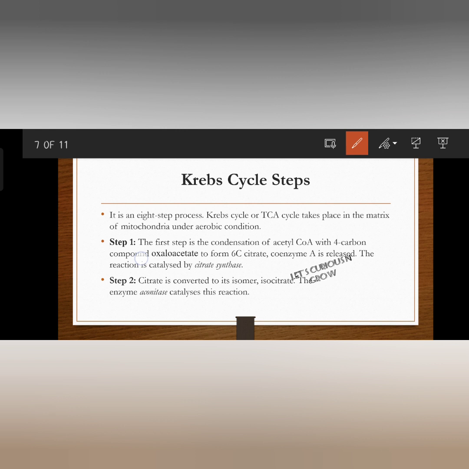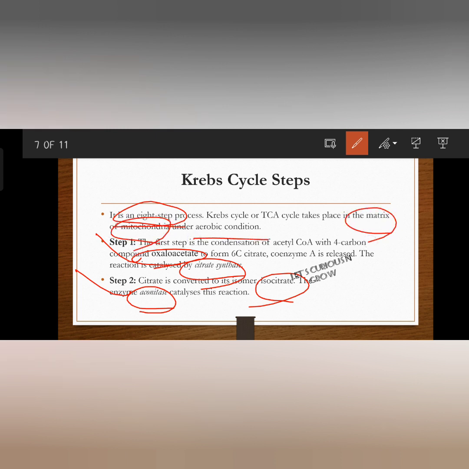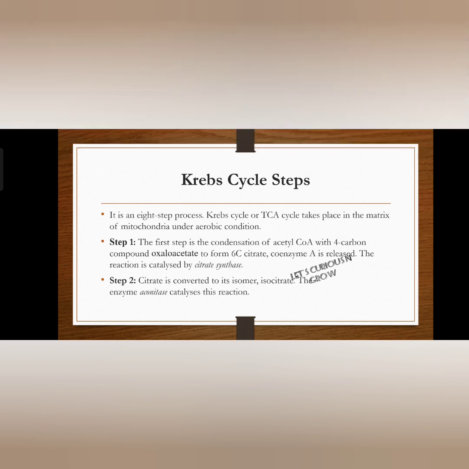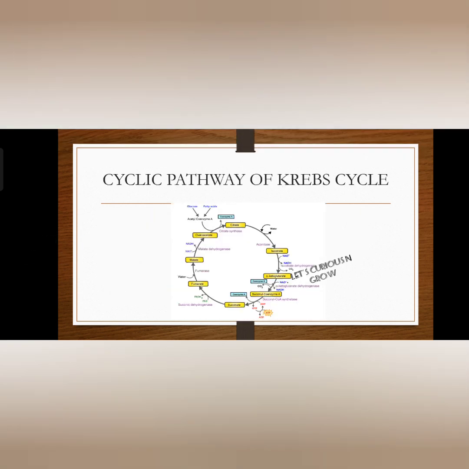It takes place in the matrix of mitochondria under aerobic conditions, and the first step is the condensation of acetyl coenzyme A with the 4-carbon compound oxaloacetate to form 6-carbon citrate. Coenzyme A is released. Next, citrate is converted into what? Isocitrate, with the help of the enzyme aconitase.